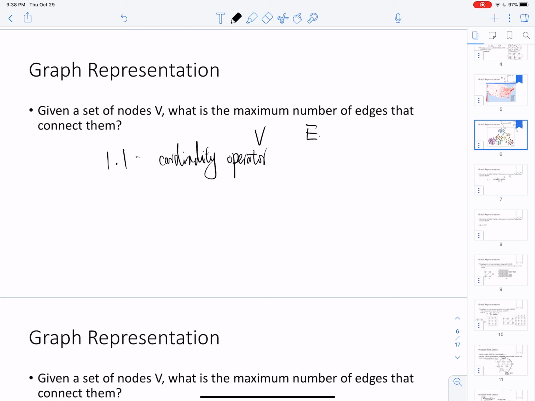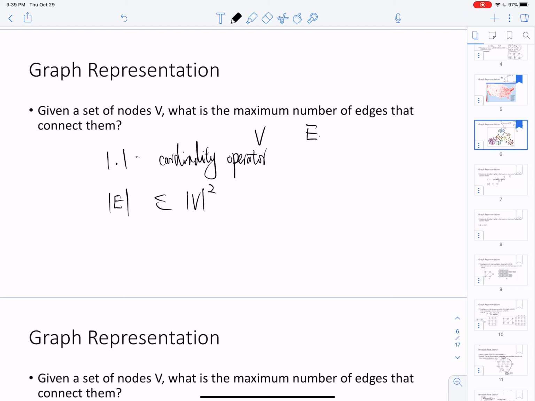So here, what I want to ask you is: what is the relationship between the number of edges in a graph and the number of nodes in a graph? Basically, what is the maximum number of edges in a graph? The answer is this. The size of E should be at most the square of the size of V, meaning that the number of edges can only be as large as the square of the number of nodes.